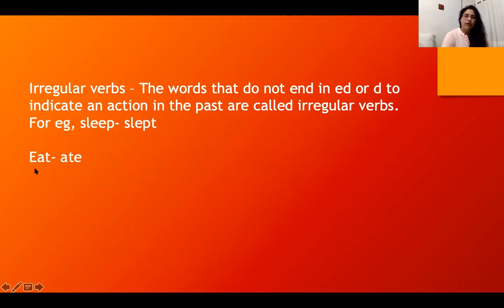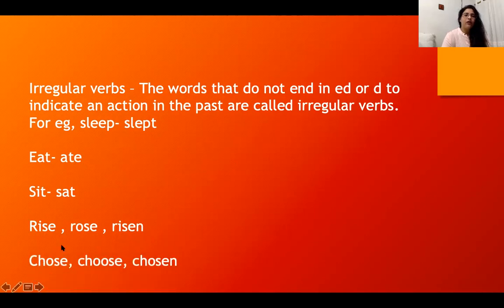Eat. I say ate. So it is an irregular verb. Sit, sat. Rise, rose, risen. Rise is the main verb here. But here rise, rose, risen, none of them end with ed or d. So they are irregular verbs. Choose, chose, chosen. Here we don't have d or ed anywhere.